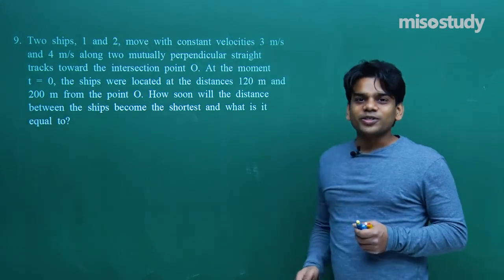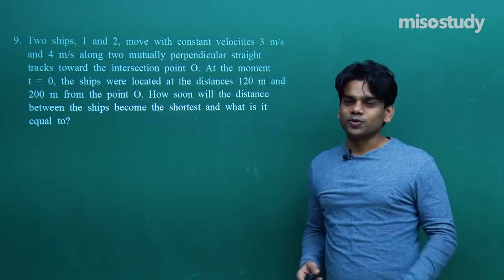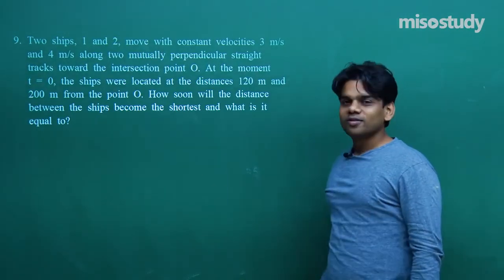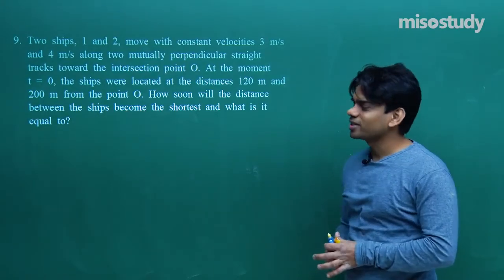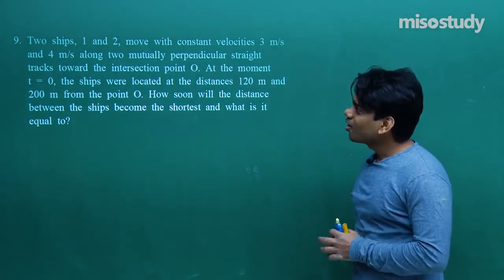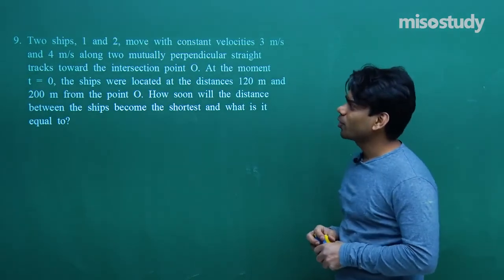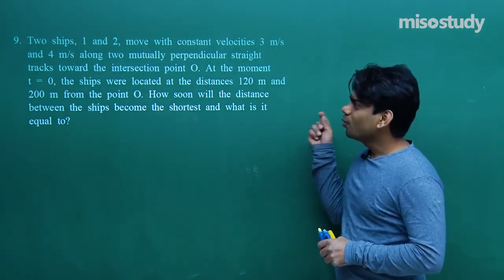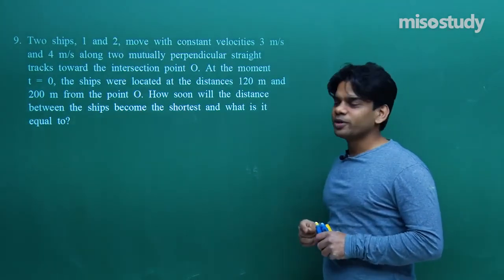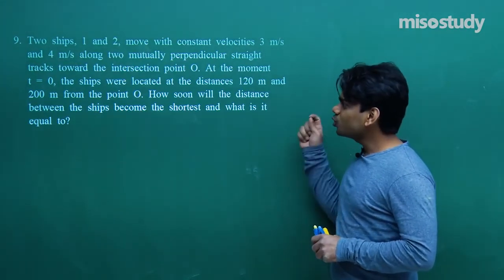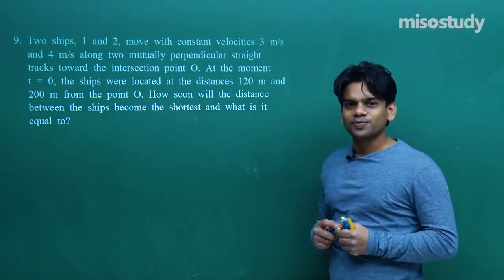Read, very interesting question. Such kind of question can come in Advanced also and in Mains also. Two ships, 1 and 2, move with constant velocities 3 meter per second and 4 meter per second along two mutually perpendicular straight tracks towards the intersection point O. At the moment t equals 0, the ships were located at a distance 120 meter and 200 meter from the point O. How soon will the distance between the ships become the shortest and what is it equal to?